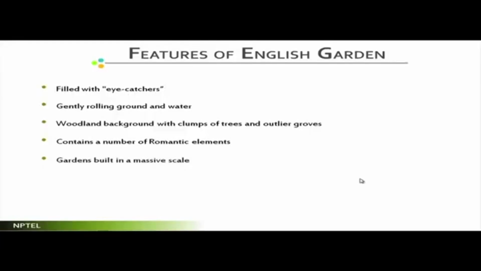And the English landscape contains a lot of romantic elements. The gardens built on a massive scale, not like French or Italian, the gardens not having too many elements, gardens which are very smooth, with a smooth transition from one kind of element to another, gently rolling from the ground to the water. You have a chance to walk over the grass of the landmass, sloping gradually down to reach close to the water body, and then you can even touch the water, which is not there in French landscape.